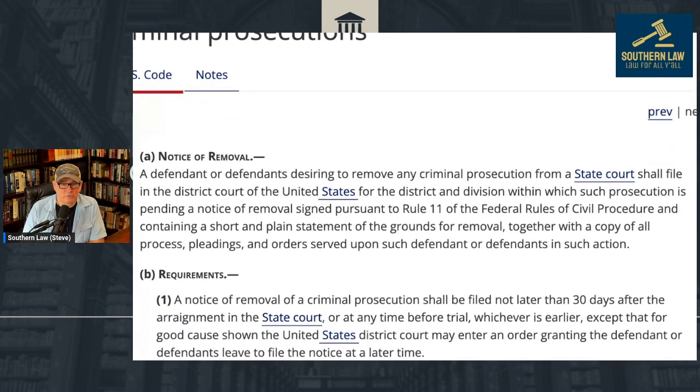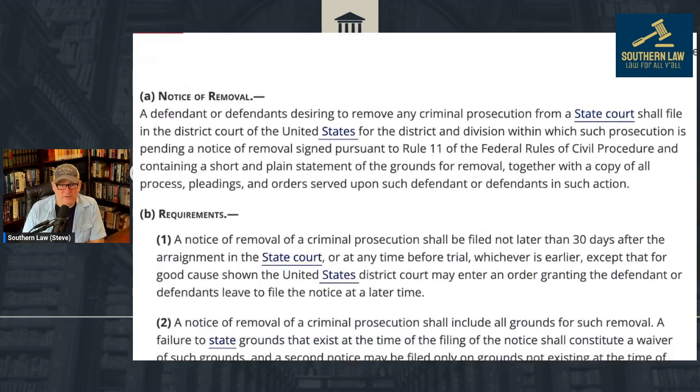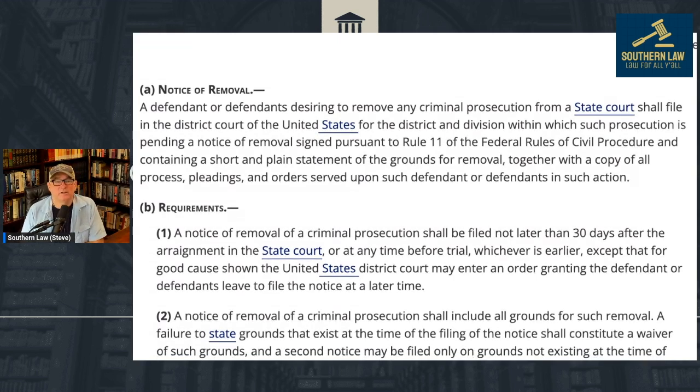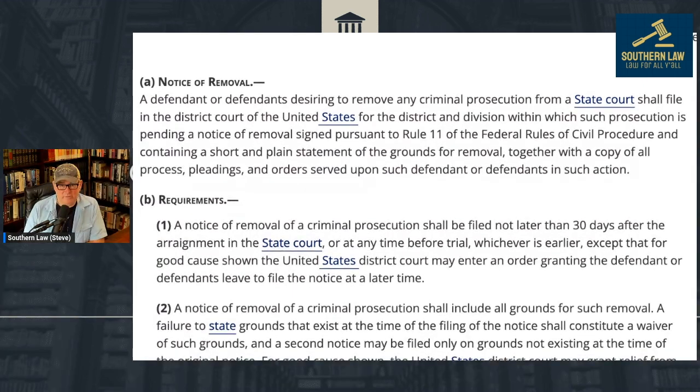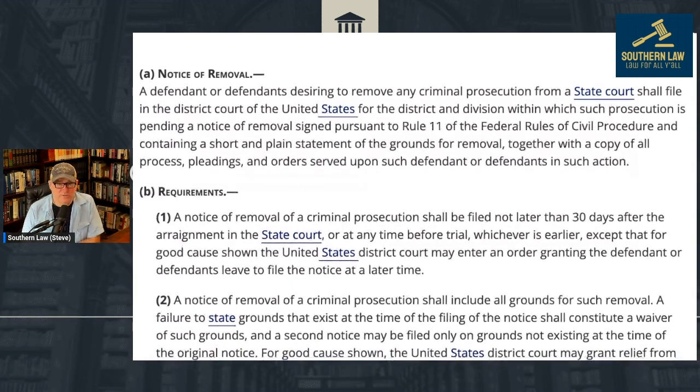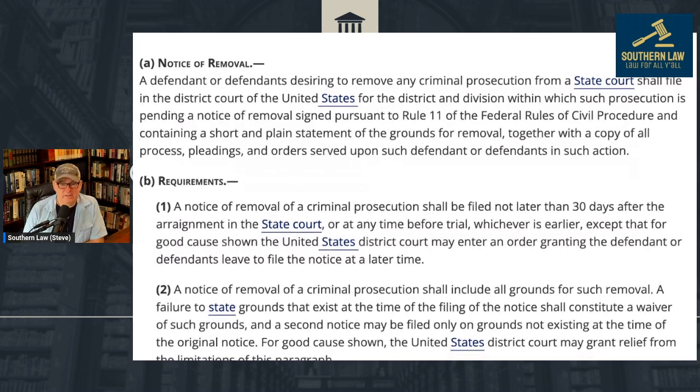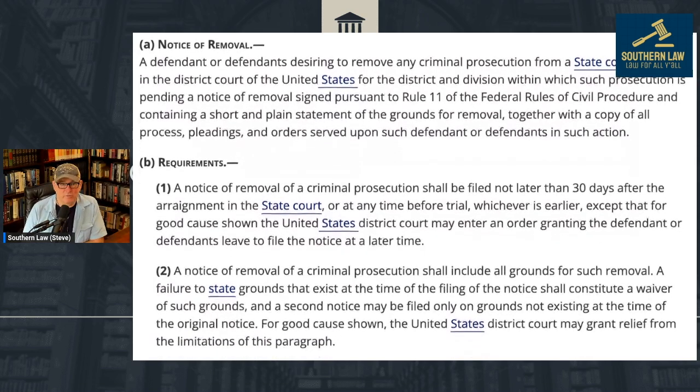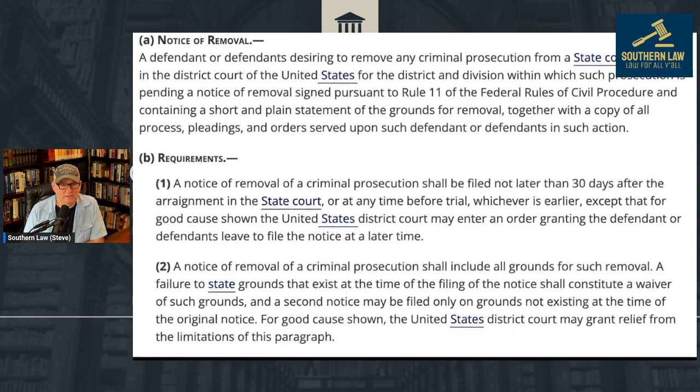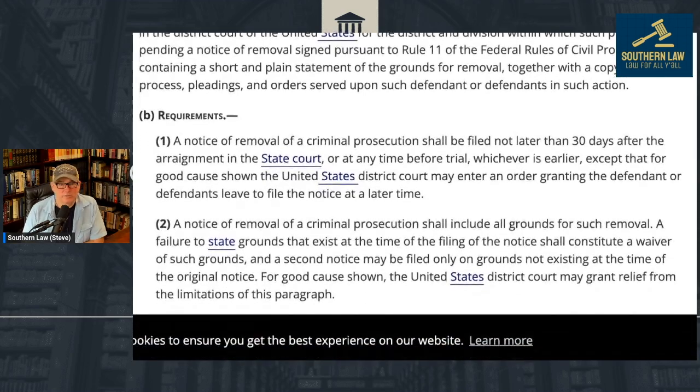The notice of removal is that a defendant or defendants desiring to remove a criminal prosecution from state court shall file in the district court where the prosecution is pending. So that tells you where they need to do it. The notice of removal is signed pursuant to Rule 11, which just means you're subject to sanctions if it's frivolous. It should contain a short and plain statement of the grounds for removal and a copy of all the pleadings and such.